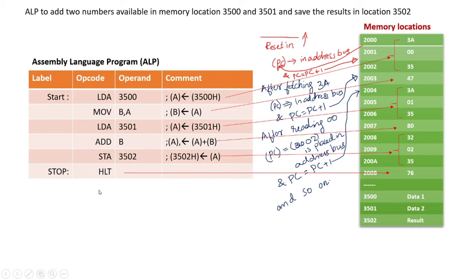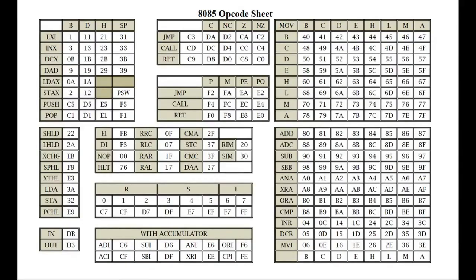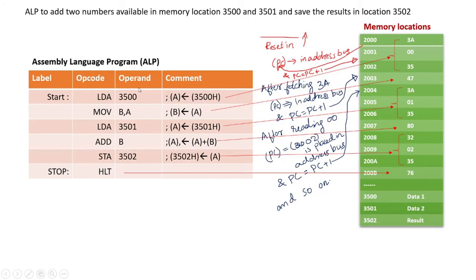Here, this assembly language program we need to convert into machine code. Corresponding to each instruction, the manufacturer provides one code that is known as the operational code or opcode, which is obtained from the opcode sheet or data sheet. This is the opcode sheet of 8085. Corresponding to each instruction, the manufacturer provides one 8-bit long machine code, known as the opcode. Depending on our instruction, we can choose the opcode from this particular sheet. This assembly language program can be converted into machine code with the help of that opcode sheet.